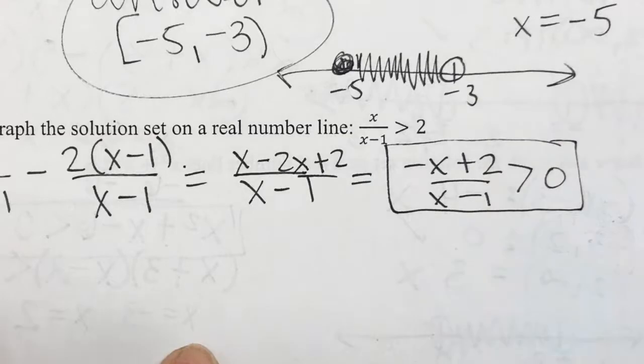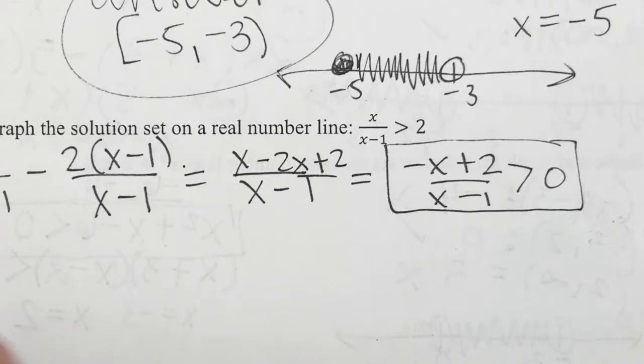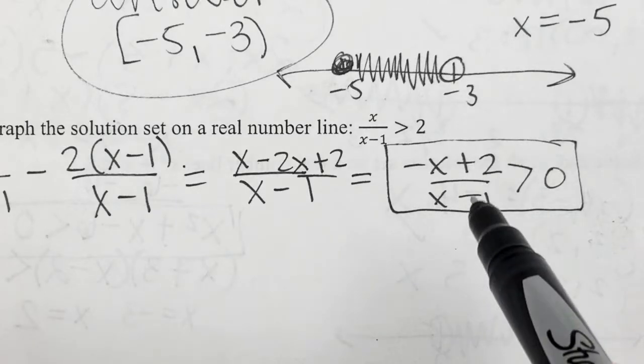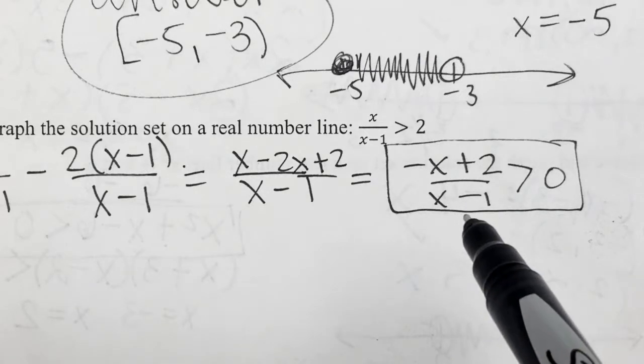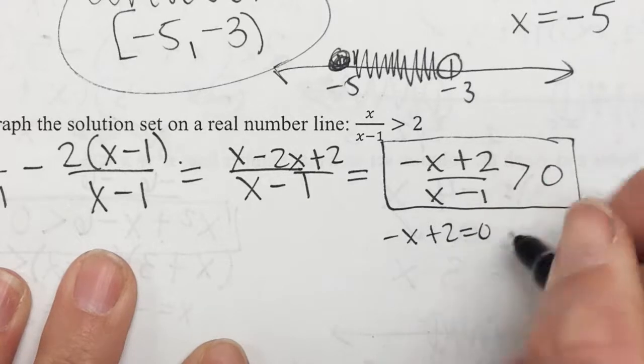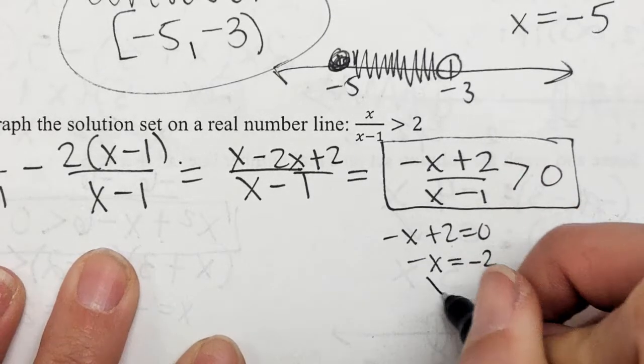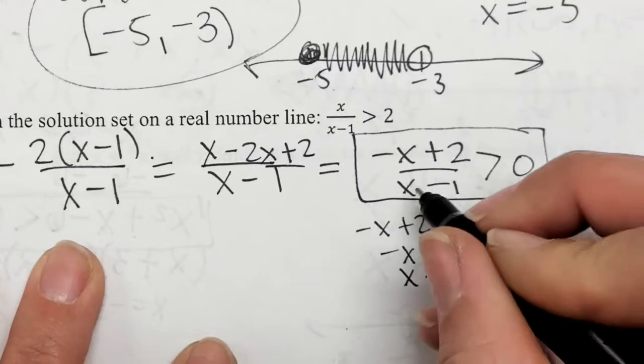Good. Alright, did everybody get that part? Okay, any questions about that before I move on? Colby, what do I do from here? Good. So if I set negative x plus 2 to 0, I have to subtract the 2, correct? And then divide by. So x equals 2.